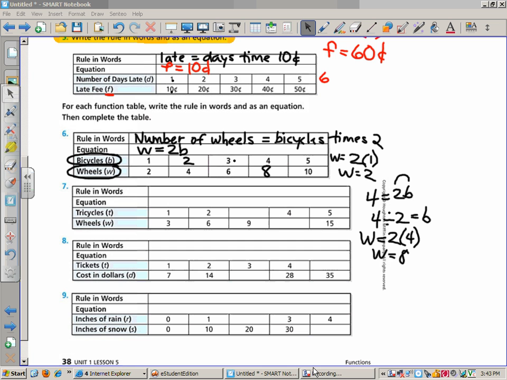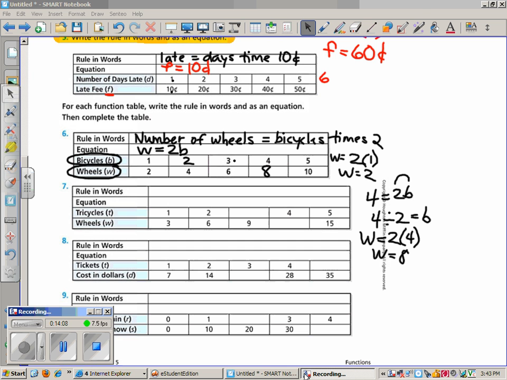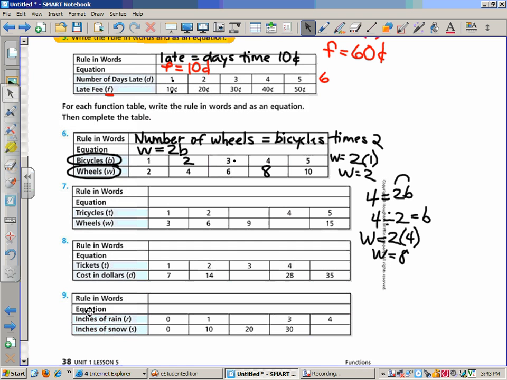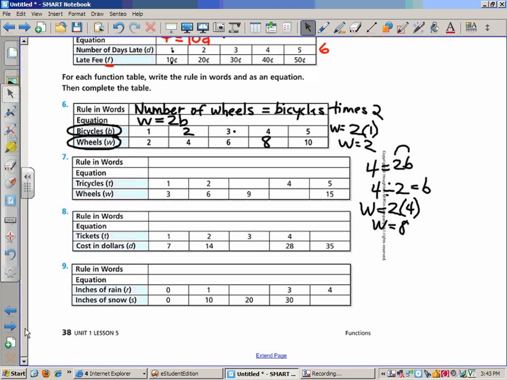Okay, so we're going to be working a lot on those together in the classroom, continuing on even with these last 3 here, getting an understanding of making that equation and then how that rule works with your input and your output.